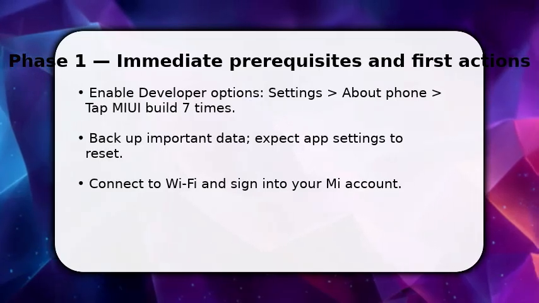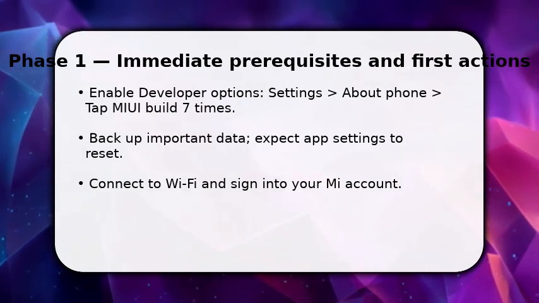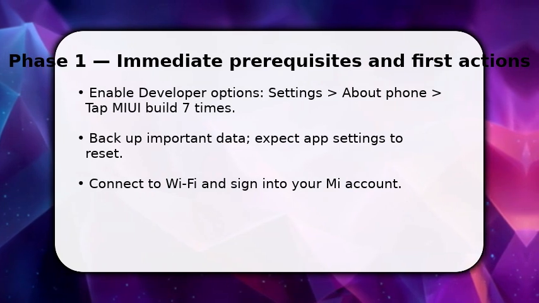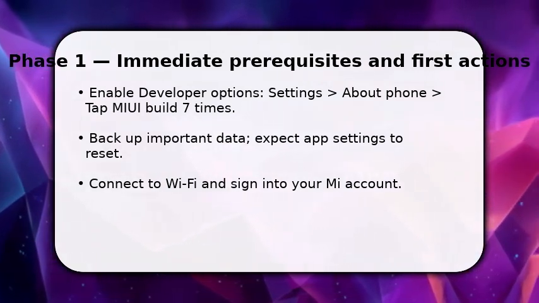You start by preparing the phone. Enable developer options and connect to Wi-Fi so downloads and settings apply quickly. Once done, back up your data because you will revoke some permissions and uninstall updates.